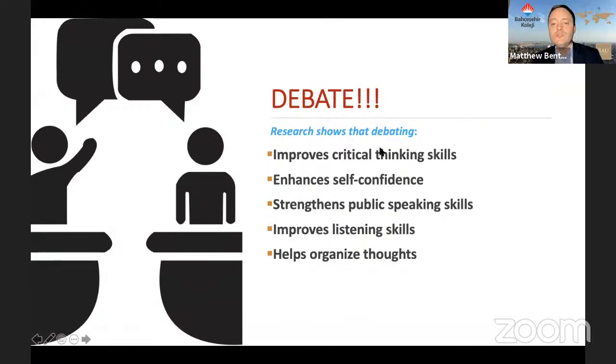Now, research shows that debating, and just so you know, I'm not making this up, I will have an article link for you in the resources, does improve critical thinking skills, enhances self-confidence, strengthens public speaking skills, and improves listening skills. As we go back to our oracy framework, we see a lot of this reflected there, and it helps us organize our thoughts. So in so many ways, debate is so good for students, and starting it at the earliest age is a great idea as well.